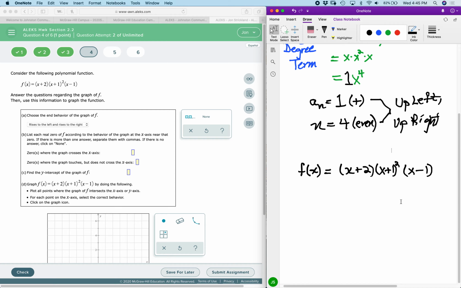Now, again, just looking at the factors, we have the zeros. From x plus 2, I have x equal to negative 2. For x plus 1, I have x equal to negative 1. And from x minus 1, I have that x is equal to 1. As for the multiplicity, x plus 2 is to the first, x plus 1 is to the second, x minus 1 is to the first.